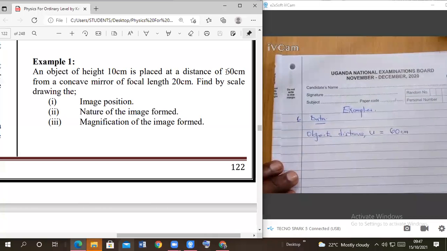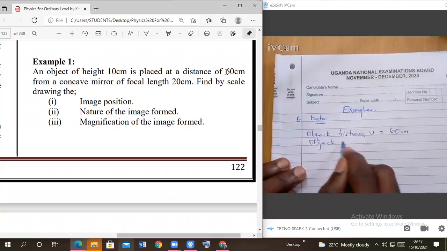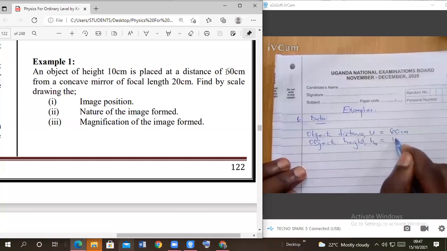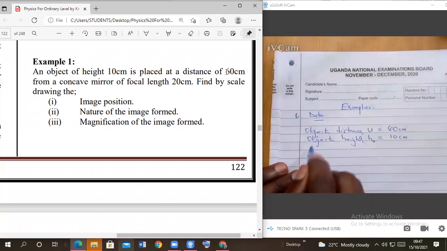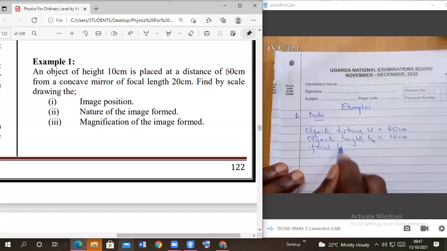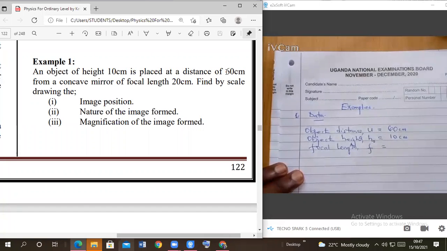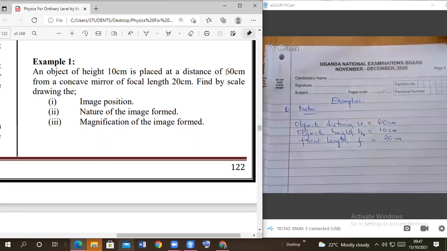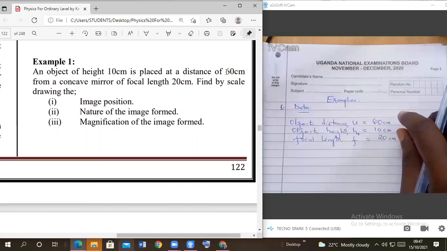Then what's the object height? It is 10 centimeters. They've also given us the focal length F. What's our focal length? It is 20. Now, members, if you look at these distances they've given us, can they fit in our graph paper?